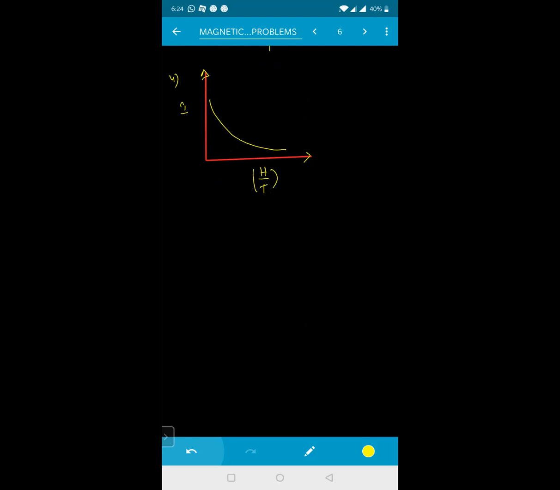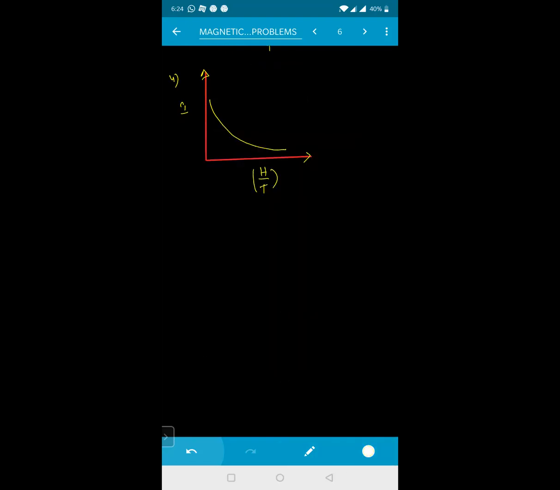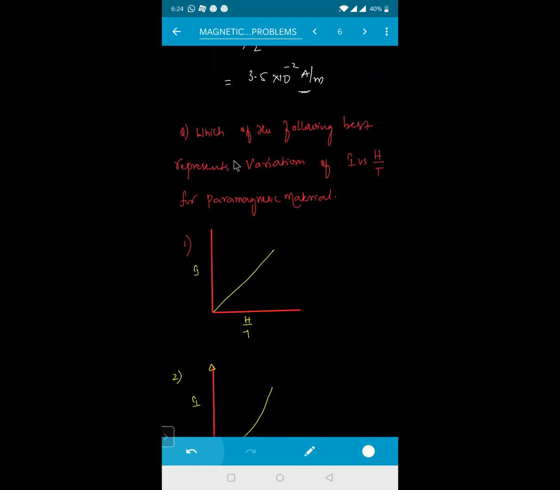Come on, tell me the relation. What does H by T represent? First, you tell me that. Which of the following best represents a variation of I versus H by T? Susceptibility is equal to what? I by H, isn't it?